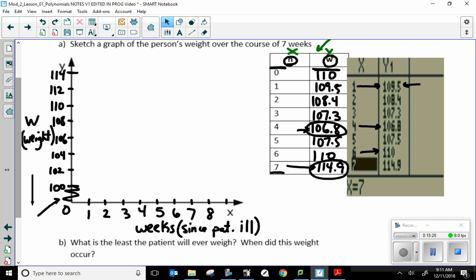Let's plot some points, shall we, kids? 0, 110, and now I'm going to use this table. 0, 110. 0 goes to 110, which would probably be right at 110. 1, 109.5, so that's just slightly lower than 110. We did this one. 2, 108.4, so 2 is going to be closer to 108. That's probably, maybe just a hair above it.